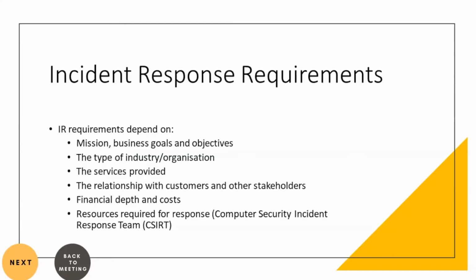Any query? But where do these IR or incident response requirements come from? These IR requirements are majorly coming from the business, the mission, the objective of the organization. I can say the type of industry the organization is working in. Like if it is a financial organization, then the business goal is providing 100% uptime to its clientele. So depending on the type of industry and the organization, the IR requirements will come. Also, the kind of service the organization is providing, the IR requirements will also come from that.